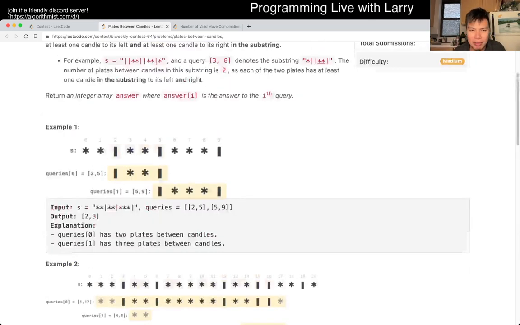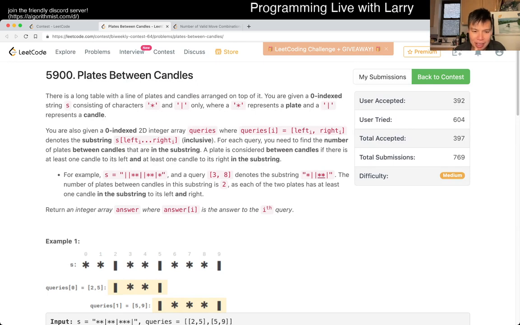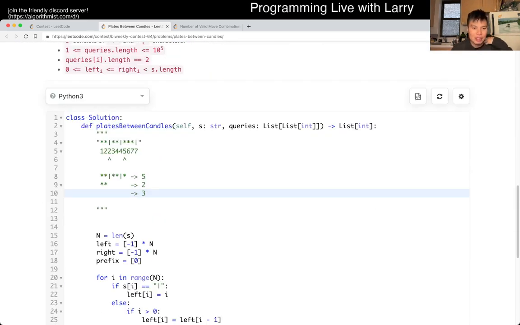Or maybe the other way around. I forget which one's plates and which one's candles, but you know what I mean. So there's three of the things that you care about. But of course, in this case, that is not the right answer, because we only care about the ones that are between the other thing. I forget which one is which, sorry. For example, we don't want to count this thing.